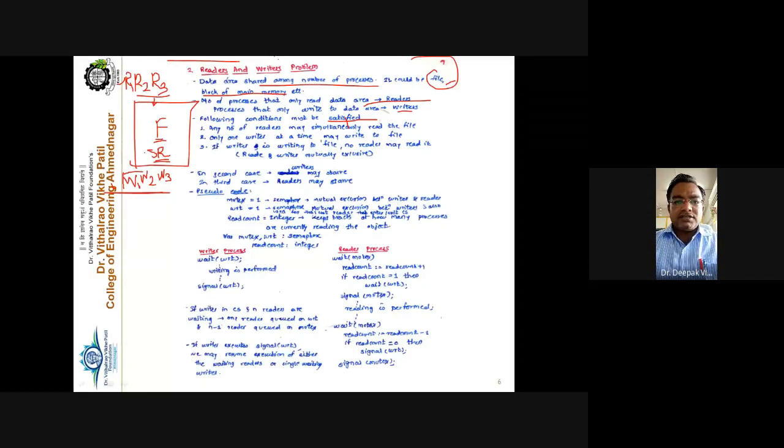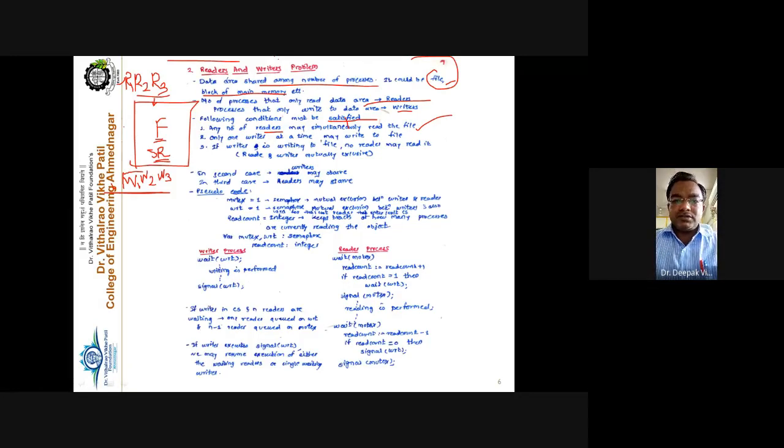This task is solved with the help of synchronization. How is the synchronization achieved? First we have to enforce the restriction on the reader process. Any number of readers may simultaneously read the file. This is the first condition we have to implement.